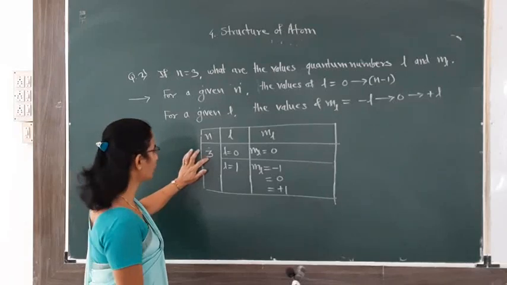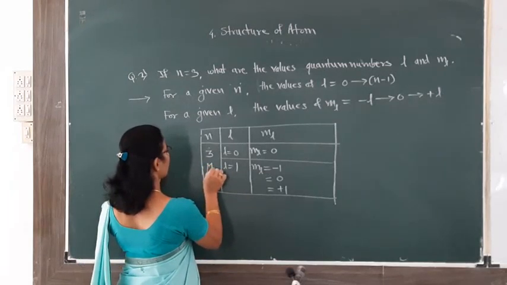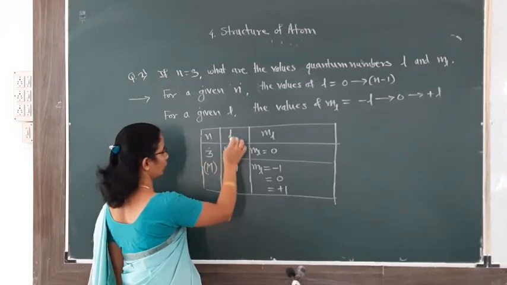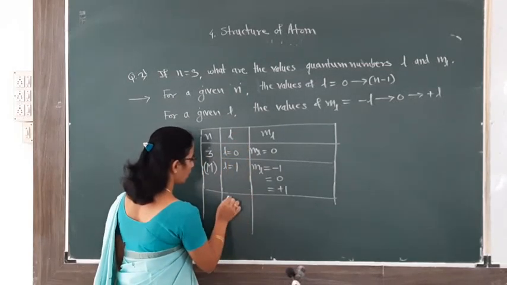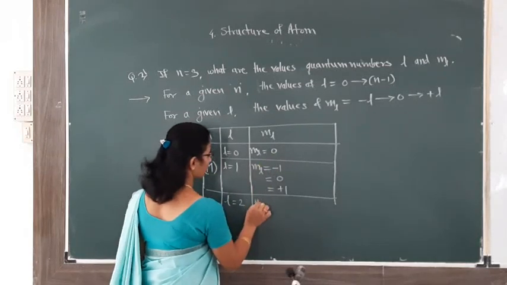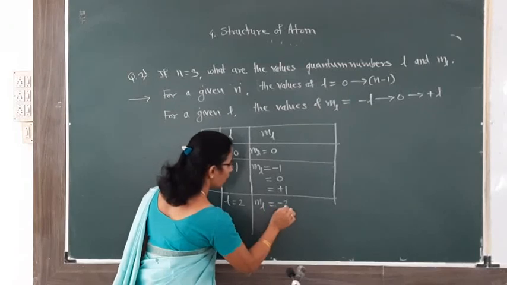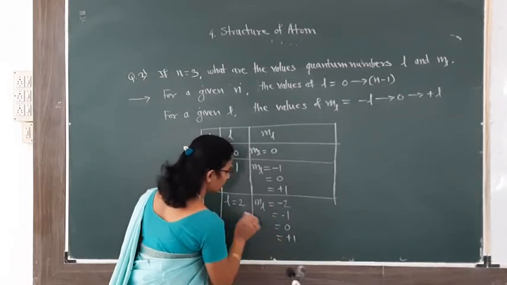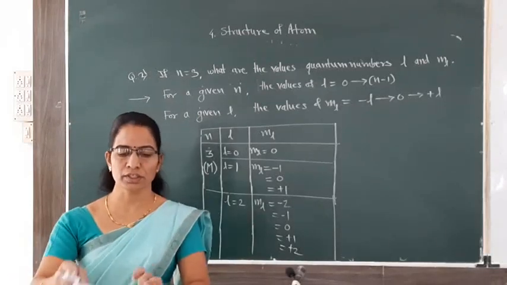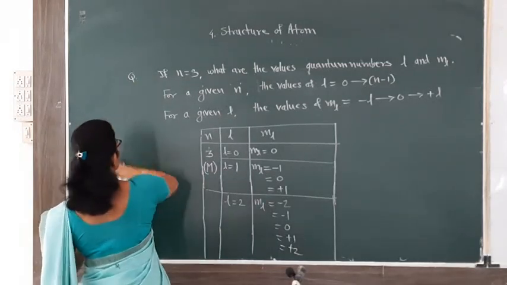Now here I have taken n equal to 3. Or sometimes they give the name of the shell. We know that the third shell is named the M shell, after K, L, M. Again for the M shell, that is n equal to 3, the possible values of L start from 0 and end with 3 minus 1, that is 2. So here I will show the values of ML for L equal to 0 and L equal to 1, and the possible values of ML for L equal to 2 should be like this. Okay, this is our answer for this question. These two questions are very important because they are always asked in the exam. Sometimes, again, the question may be asked like this. Let's see the third question.